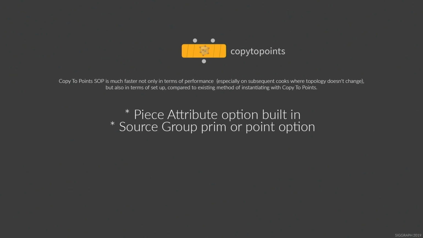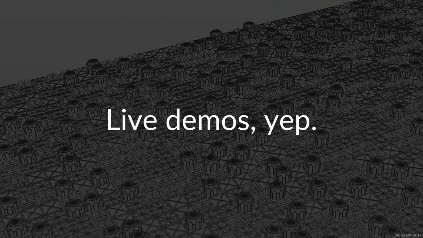Specifically, there's the piece attribute option that is built into this new Copy to Points, and there's also the prim and point option for a source group. So, who wants to see recorded videos? You guys want to see? No. I don't have any.